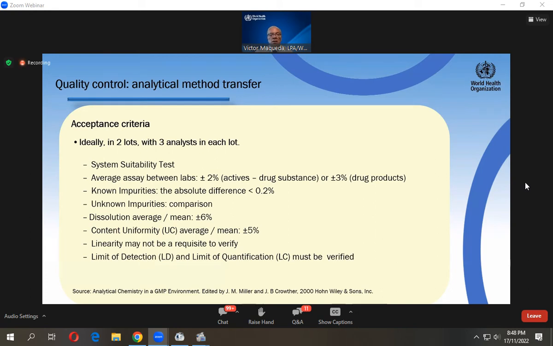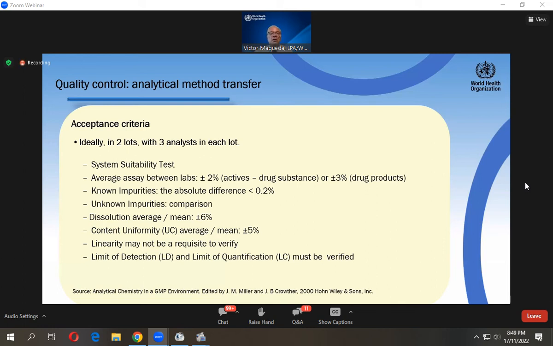Of course, the system suitability test, that's a requirement. As you can see, the average assay between the labs, this is recommended plus minus 2% in actives, or plus minus 3% in drug products. Again, the concept here is that the analytical variability in actives is expected to be less than for the finished drug products, right? In part because of what I just mentioned, right? That the drug product will have a product matrix, right? Remember the excipients and the rest, so that affects the method. That's why you have a 3% rather than a 2% for the drug substance or active ingredients. Okay, so this is something to consider.